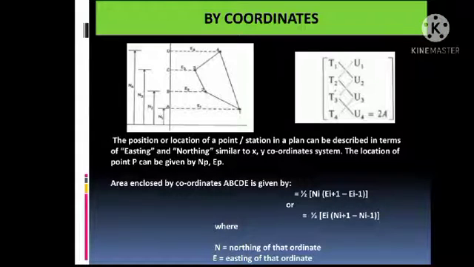By coordinates. The position or location of a point station in a plane can be described in terms of easting and northing, similar to the XY coordinate system. The location of point P can be given by NP, EP. Area enclosed by coordinates A, B, C, D, E is given by half sum of Ni (Ei plus 1 minus Ei minus 1) or half sum of Ei (Ni plus 1 minus Ni minus 1), where N is equal to northing of the ordinate, E is equal to easting of the ordinate.